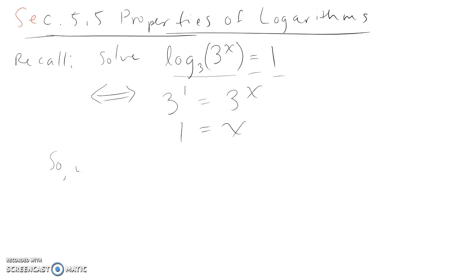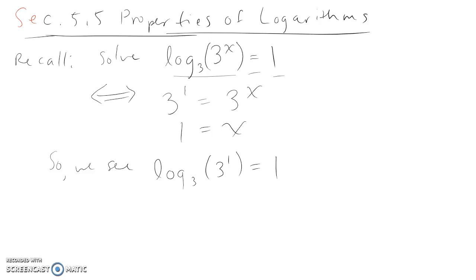So I'm going to plug this in. We see that log base 3 of 3 to the first is equal to 1. So basically we're noticing that if we take the log of a function with the same base as the logarithm, we get the exponent on the base back. So this 1 and this 1.